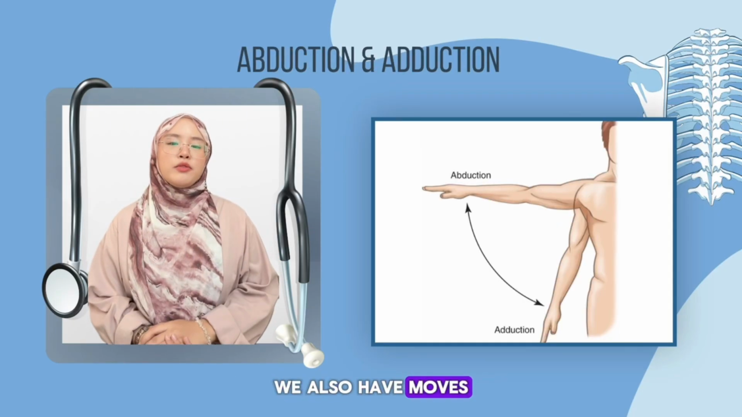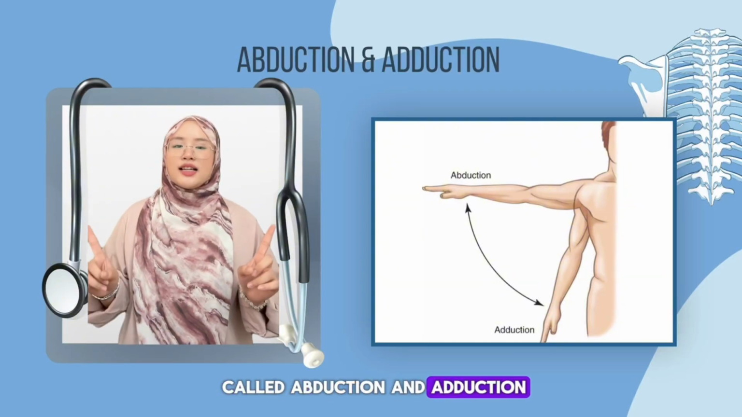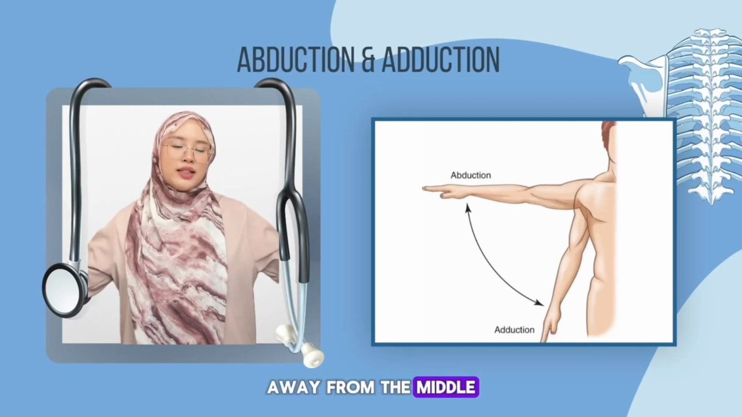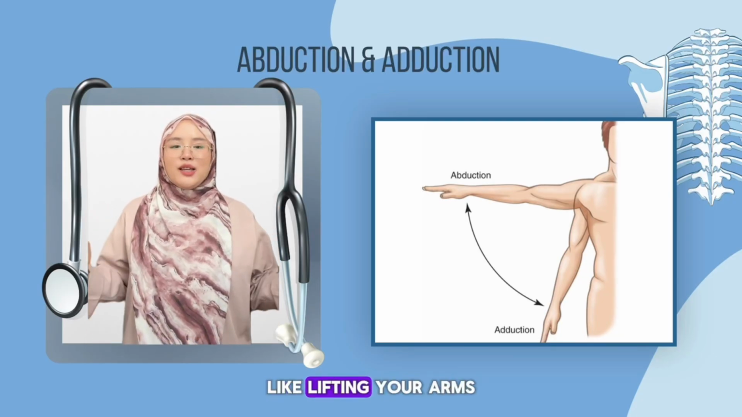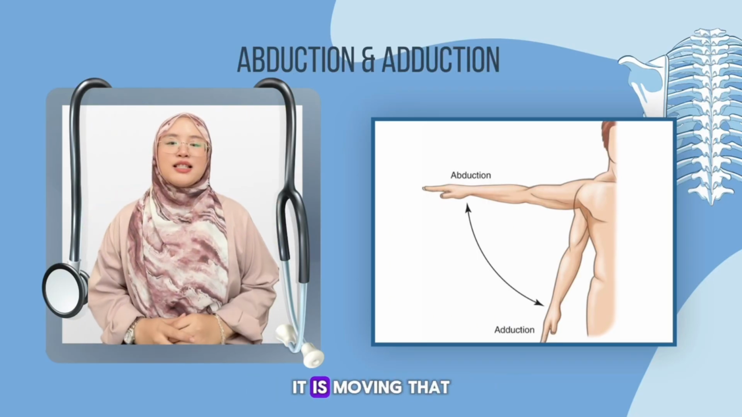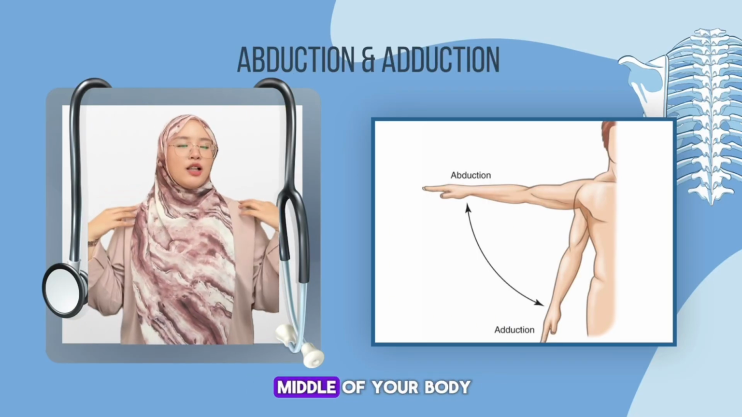We also have moves called abduction and adduction. Abduction is when you move an arm or leg away from the middle of your body, like lifting your arms up to your side. Adduction is the opposite. It is moving that limb back toward the middle of your body.